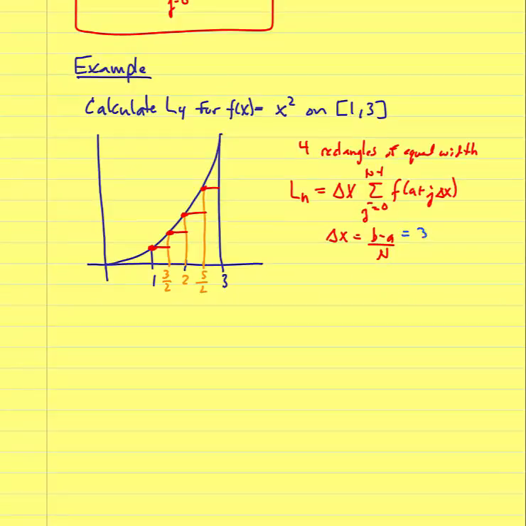B minus a over n, 3 minus 1 over 4, 2 fourths equals 1/2. So let's go ahead and look at L4. So my delta x would be that 1/2. f of, okay, so j equals 0. So I'm going to start with a, so this is going to be 1 plus 0, which is 1.